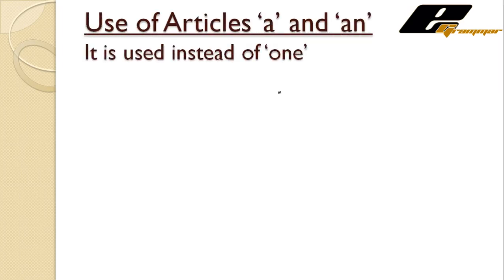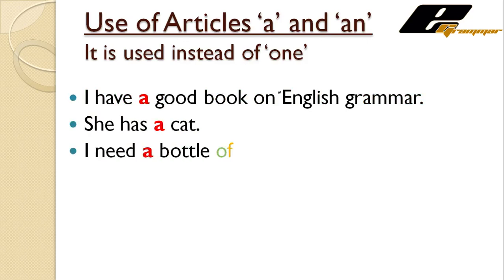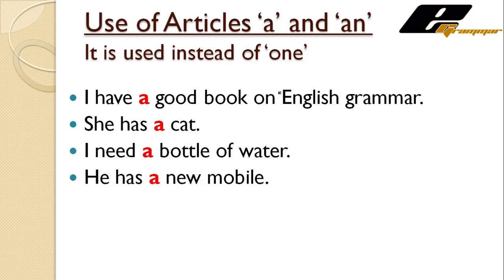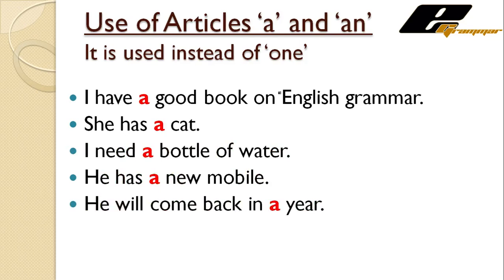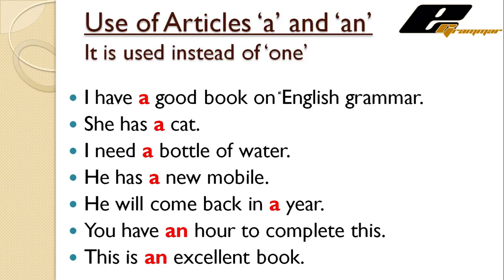It is used instead of one when you talk about only one particular thing. At that time you use this article instead of saying one. Okay, see examples for this. I have a good book on English grammar. She has a cat. I need a bottle of water. He has a new mobile. He will come back in a year. You have an hour to complete this. This is an excellent book.